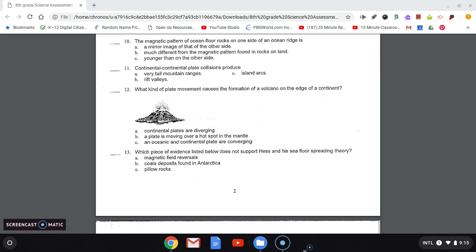Number 11, continental plate collisions produce A, very tall mountain ranges, B, rift valleys, or C, island arcs?